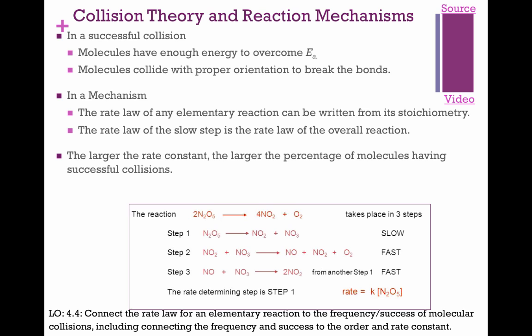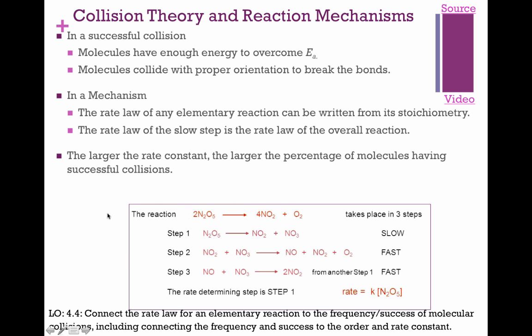In any reaction mechanism, the rate law, so an elementary step. So in this case down here, you have a 3-step mechanism. Each one of these steps is an elementary step. To write the rate law of an elementary step, you just look at the stoichiometry. And then remember that to find the rate law of the overall mechanism, you just look at the rate determining step. You look at the slow step.